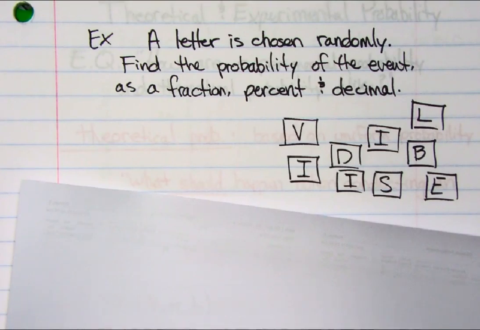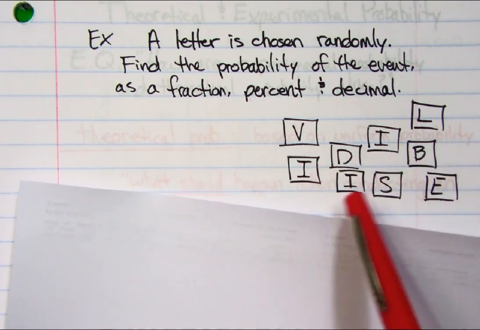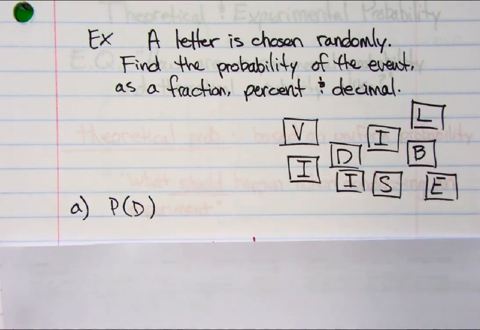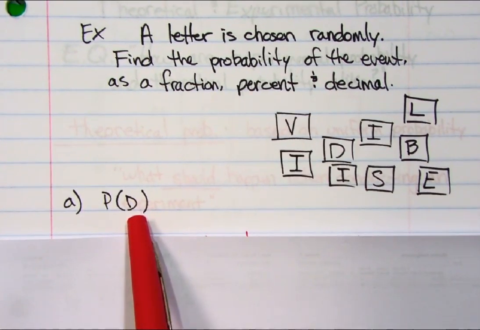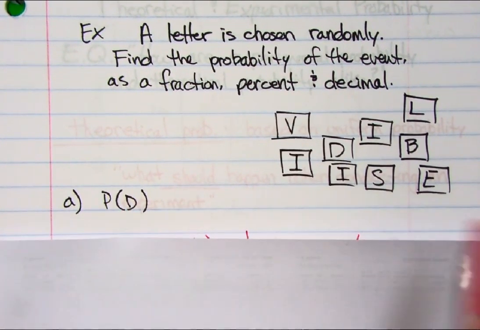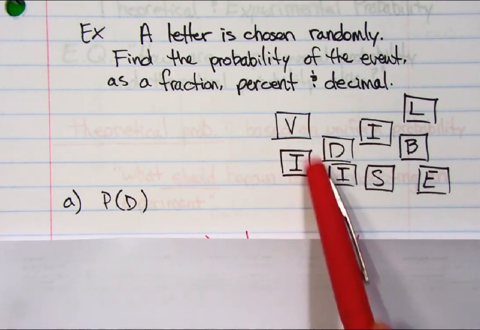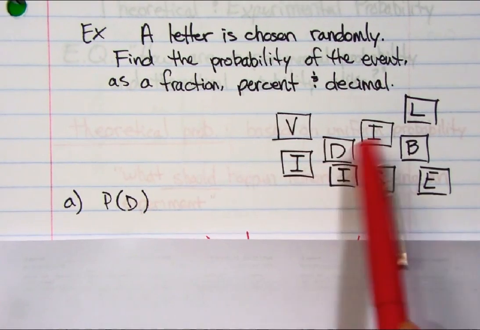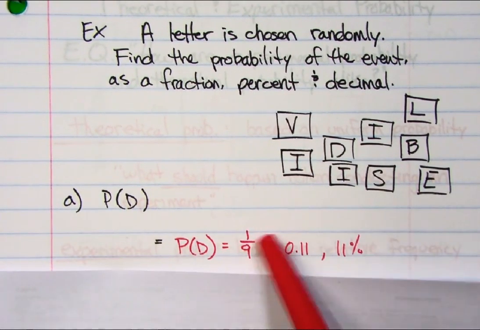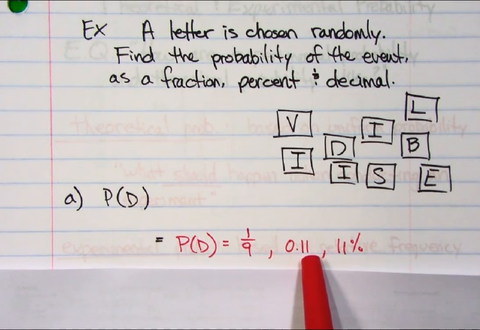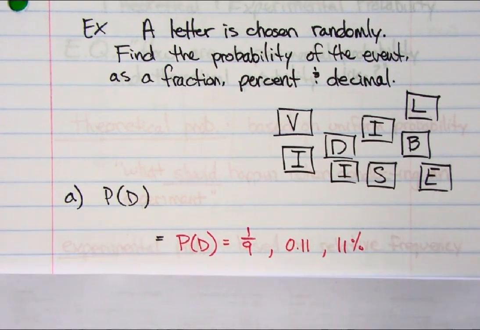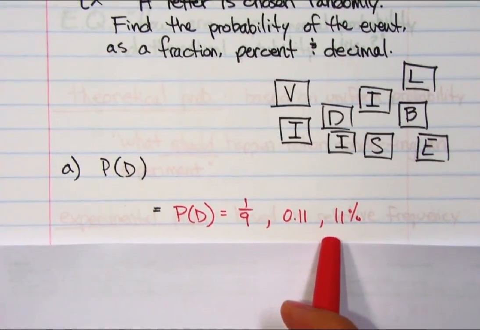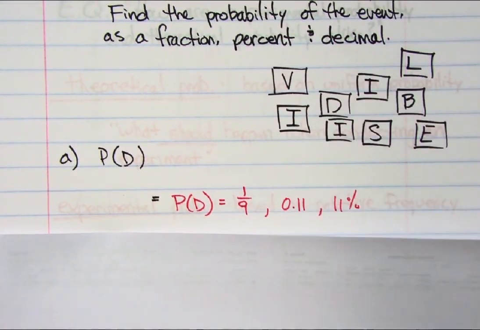And here's my last example. A letter is chosen randomly. Find the probability of the event as a fraction, as a percent, and as a decimal. So I've got some letters over here. First question is, what's the probability of picking the letter D? So I take a look at these and I say, well, I need to know how many there are total. 2, 4, 6, 8, 9. And then what's the one I'm looking for? I'm looking for a D. There's only one of those, so it's going to be a 1 out of 9, which is about 11%. And that's going to be unlikely. Unlikely that I'm going to choose the letter D out of all of these here.